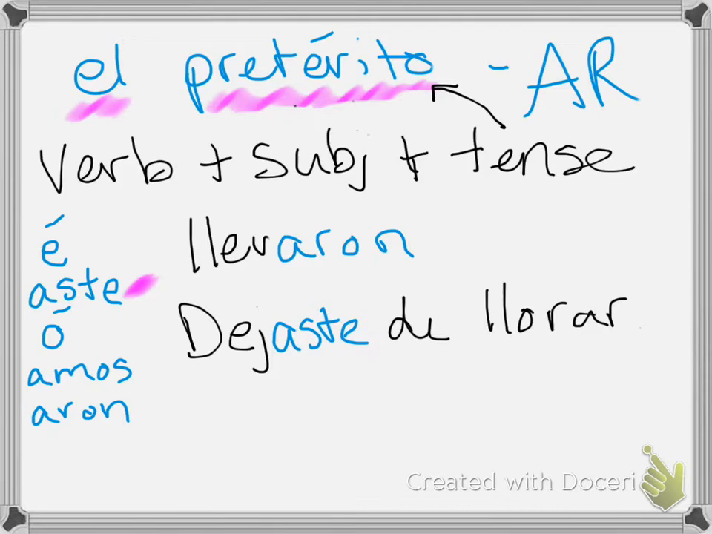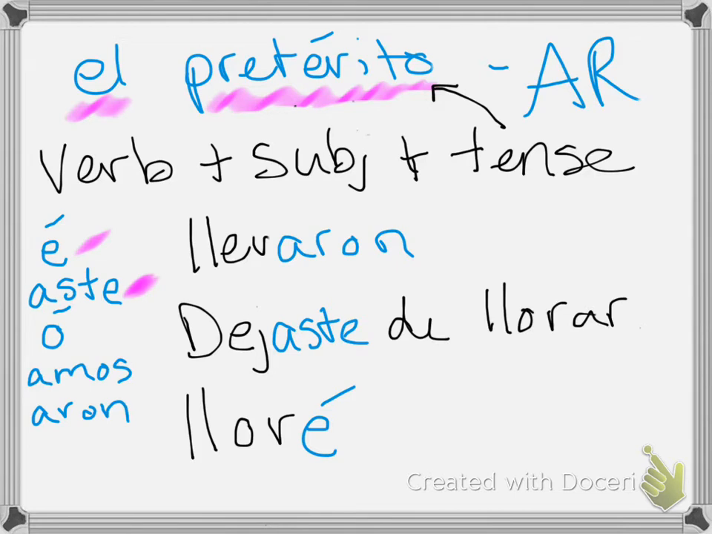Bien. Uno más. ¿Por qué no? And now I'm drawing a blank. Let's do llorar. Why not? So we've got llorar. And I'm going to say that I cried. See? So we're going to get rid of our AR. We're going to go with our subject yo. So that would be é. So I would say lloré. I cried. Lloré. No sé por qué, pero yo lloré.